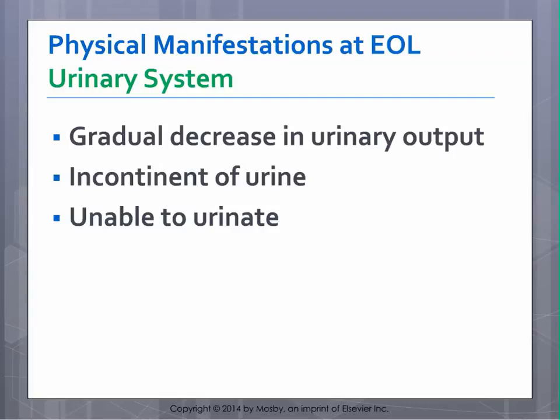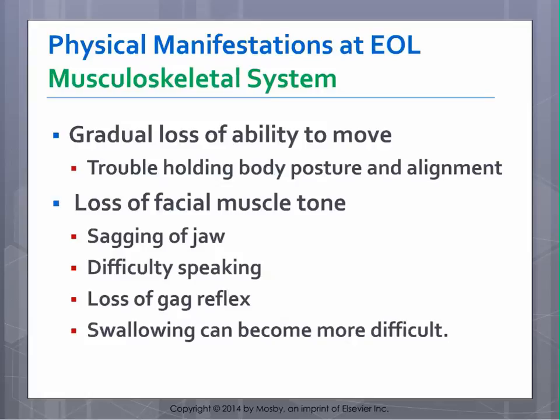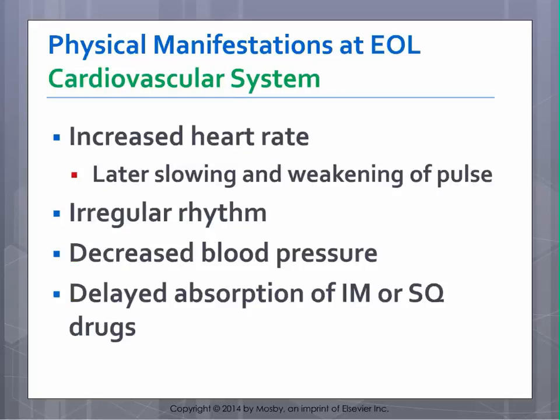Kidney function and sphincter control diminish. Pain-relieving drugs can accelerate the loss of GI function. There's a gradual loss of the ability to move and trouble holding body posture and alignment. Jerking is seen in patients on large amounts of opioids. There may be an increased heart rate with later slowing and weakening of the pulse. The rhythm may be irregular, the blood pressure is decreased, and delayed absorption of IM or subcutaneous drugs occurs.